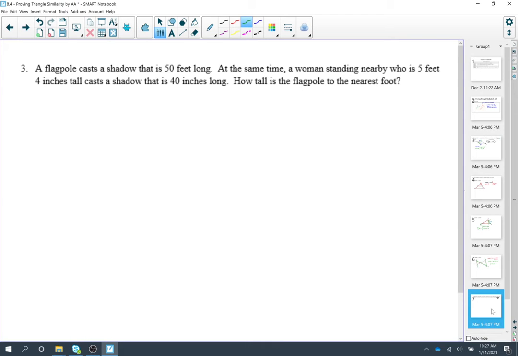Example 3. A flagpole casts a shadow that is 50 feet long. At the same time, a woman standing nearby who is 5 feet 4 inches tall casts a shadow that is 40 inches long. How tall is the flagpole to the nearest foot?